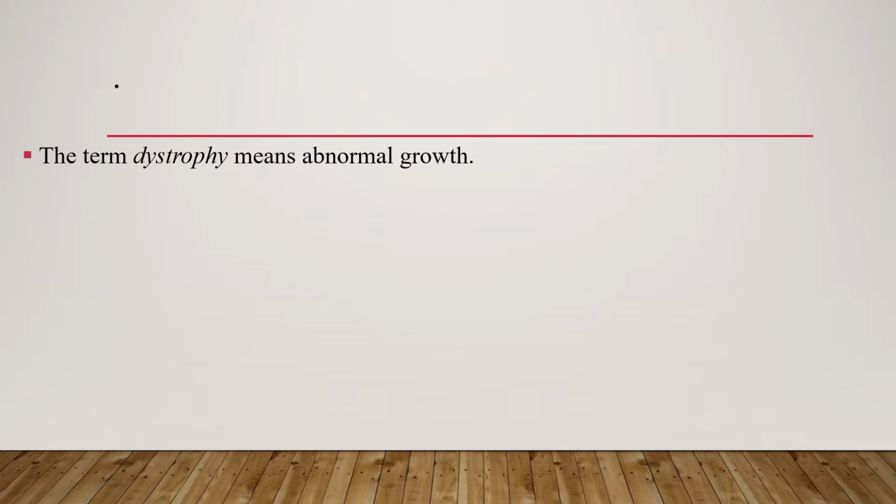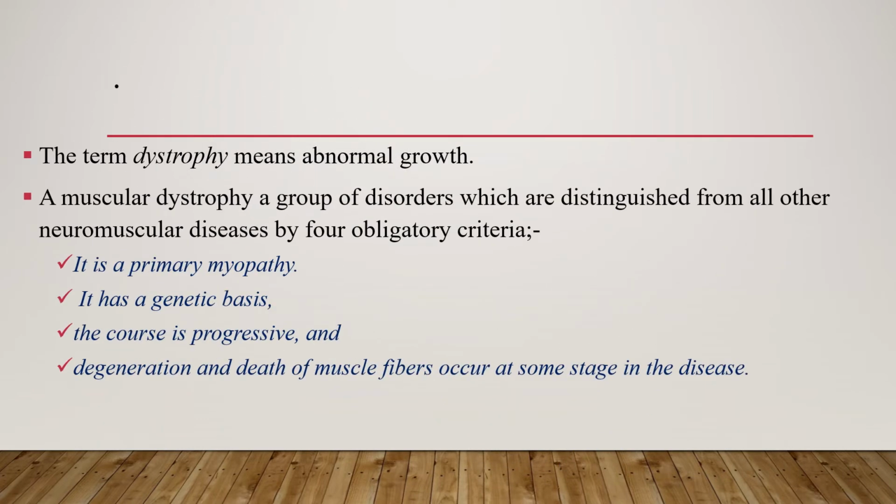The term dystrophy is a Greek word which means abnormal growth. A muscular dystrophy is a group of disorders which are distinguished from all other neuromuscular diseases by four obligatory criteria. Those criteria include: it is a primary myopathy, it has a genetic basis, the course is progressive, and degeneration and the death of muscle fibers occur at some stage in the disease.